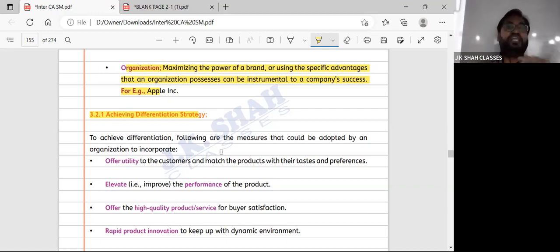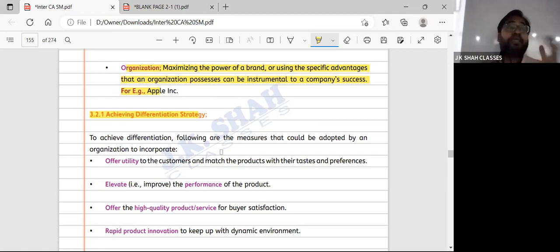Rapid product innovation. If you see every 3 months, every 6 months, every 1 year, they come up with a new mobile phone. Apple comes up with a new model every year. This is the new feature, this is the new model, this is the new feature, this is the new model. Buy. And people buy. Status symbol. I need to match the status. So we buy. You all understood the fourth point?